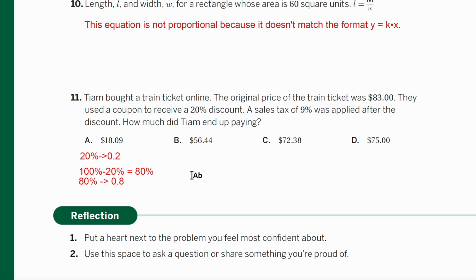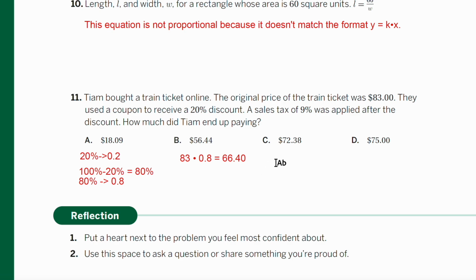So when we do the discount, we're going to end up paying 80% of the original price, which was $83. So we could take our $83 and multiply that times 0.8, and that will tell us how much money we're actually going to pay after we do the discount. So 83 times 0.8 is equal to 66.4, or $66.40. So this is after the discount. We're going to pay $66.